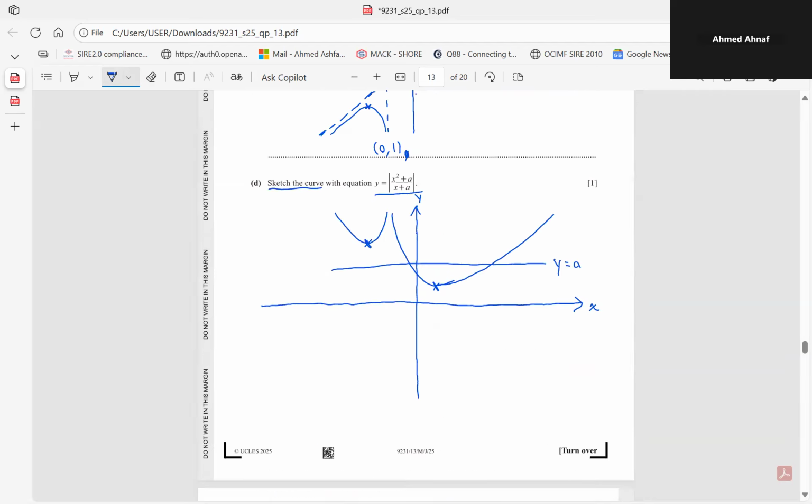And hence, the final answer is a more than 4 over 5. So this is our final answer for this question. Let's head on to the next question.